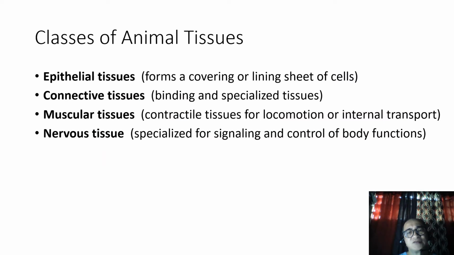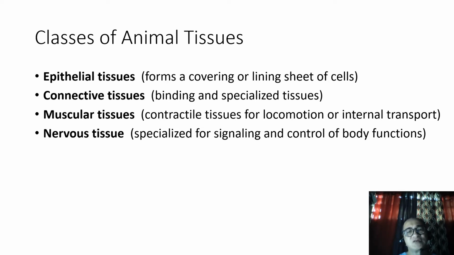There are four major types of animal tissues. The epithelial tissues, which form external coverings and internal linings of internal organs. Then you have connective tissues that bind tissues and organs together, as well as serving specialized functions such as transport and energy storage. The muscular tissues are generally contractile tissues that enable whole organism locomotion or internal transport of body fluids or digestive materials.